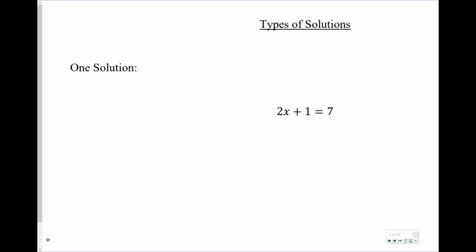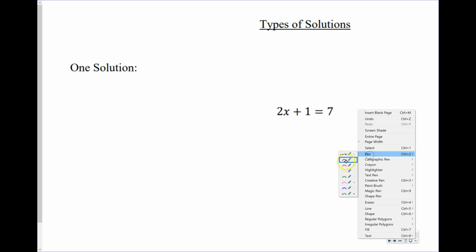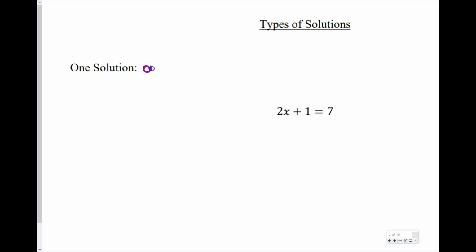So far, we've been solving equations that only have one solution. And I'm going to explain what I mean by this. An equation that has one solution has only one value that works to make the equation true. Now, you know this already, even if you've never really talked about it this way. And I'll show you what I mean in this example.